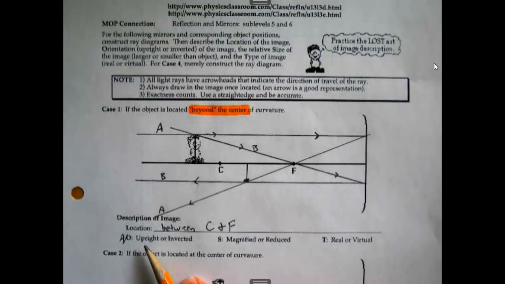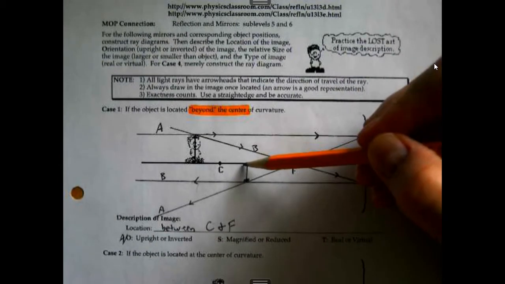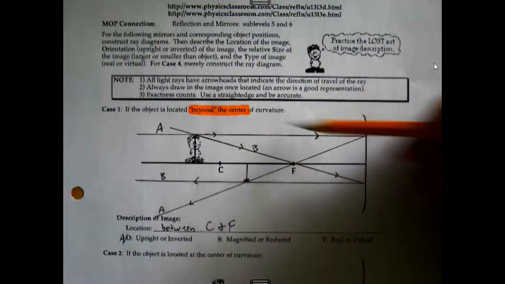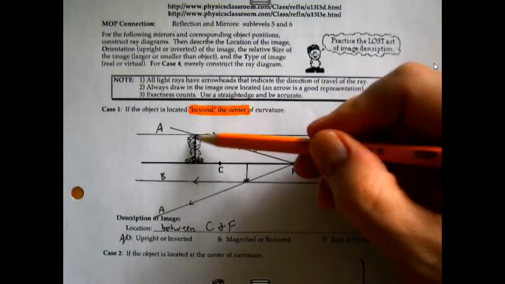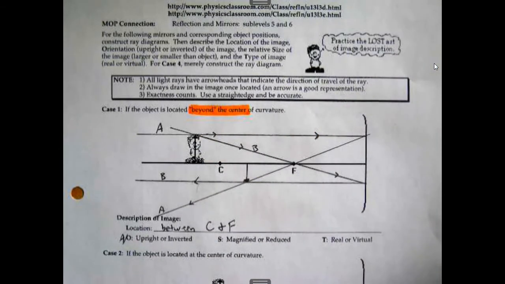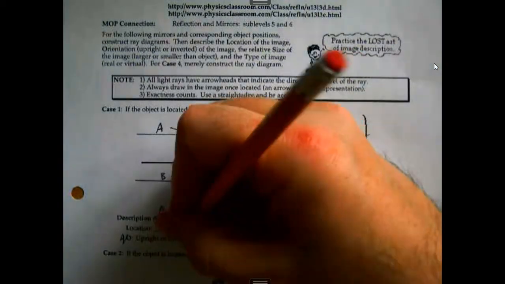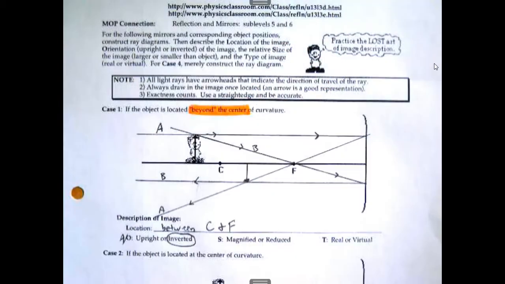Is it upright or inverted? So if it's upright, it's going to be going like this. It's going to be on the same side as my object. This is on the opposite side and it's pointing down. So if I looked at these two arrows, they're upside down relative to one another. So I'm just going to say it's inverted.